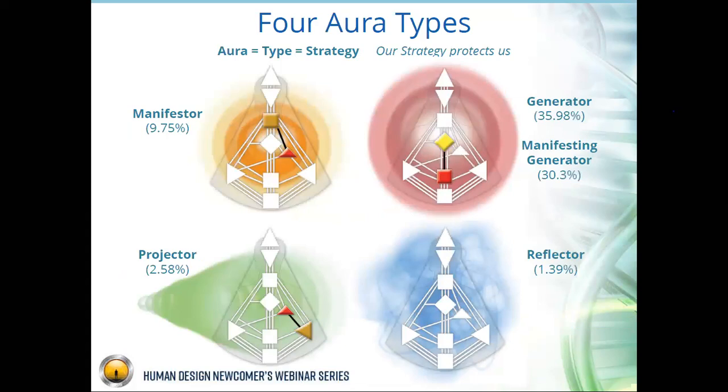There are 4 basic aura types. Your aura equals your type, equals your strategy, and our strategy protects us. We have the manifestor, roughly 9 3/4% of the population, and these figures are from Jovian Archive, which is the official site of the knowledge of human design, and they're reflected from the number of people who have ordered free charts through Jovian Archive. Then we have the generators, of which there are 2 subtypes, the pure generator and the manifesting generator. Together they are just under 70% of the population. We have projectors, about 2.5% of the population, and the reflector, about 1.39% of the population.